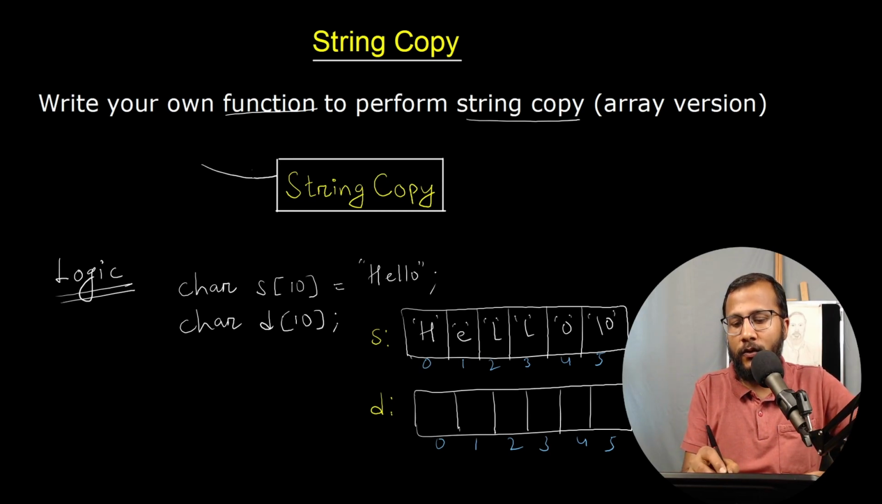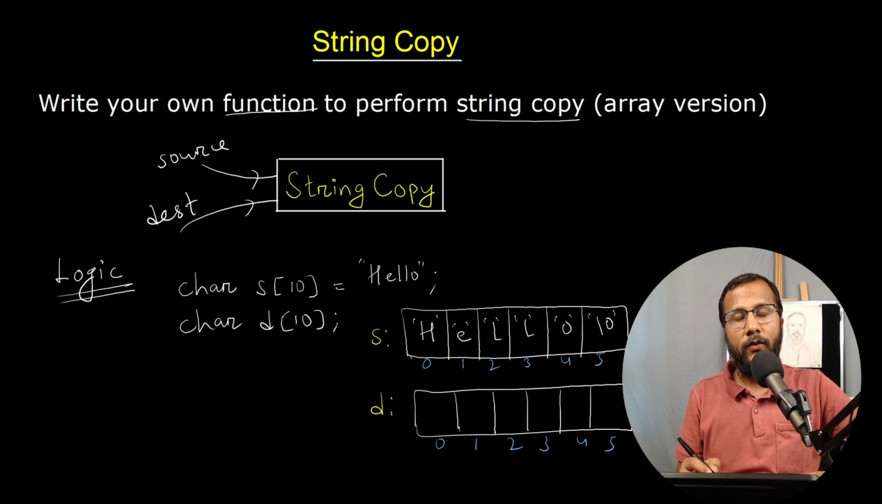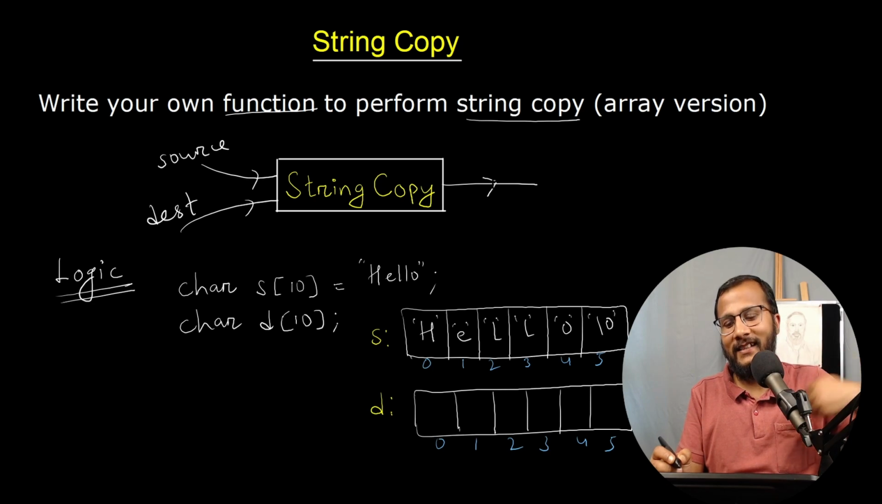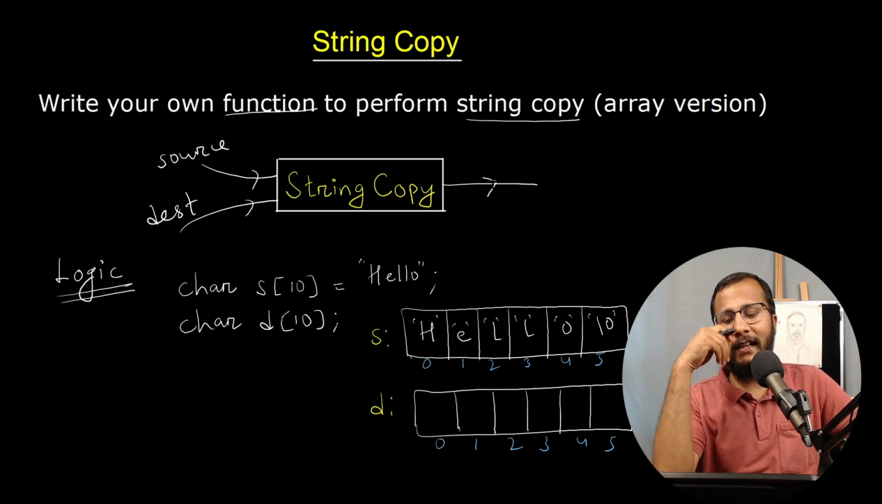One is the source string, I'll just write source. Another one is the destination string. So the logic is I'll have to copy the content of the source string to the destination string. So I really return nothing, but I'll perform the copying. I'll copy the source string content to the destination string. Now let's try to see the logic for this.